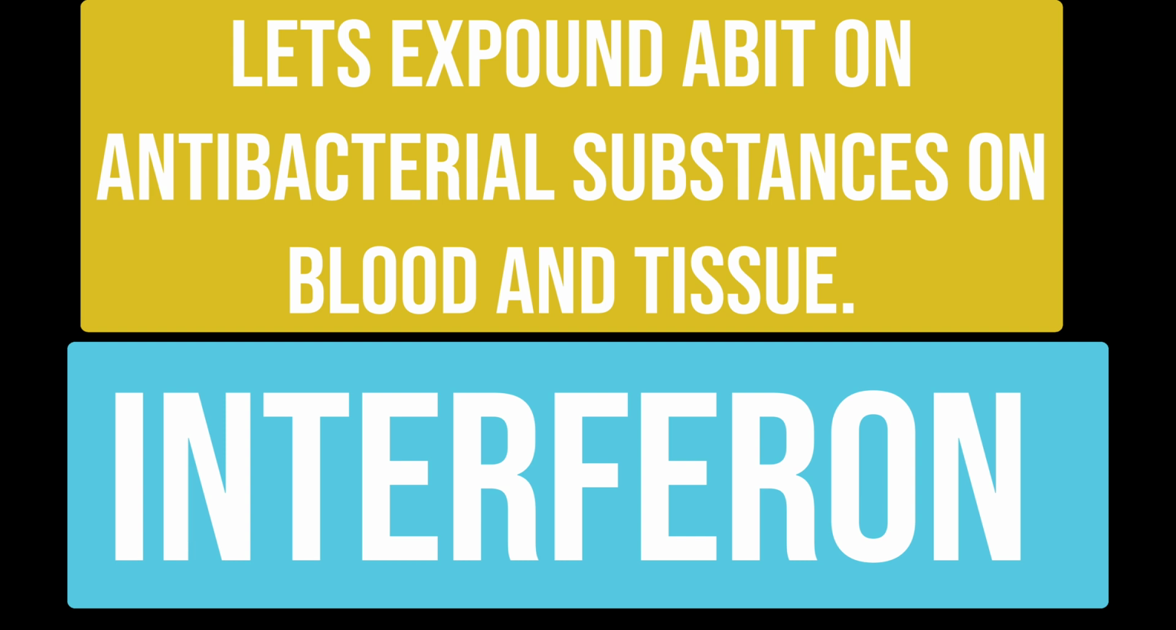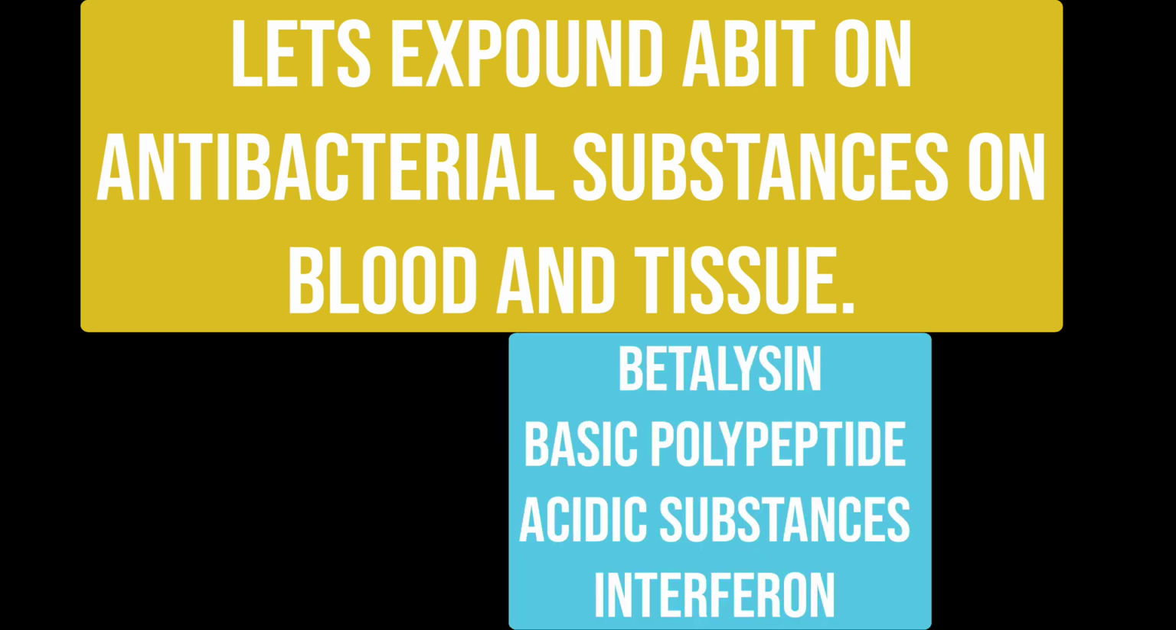Okay, just hold on there, just know they're there. You'll understand them later. Interferons are used therapeutically to treat viral infections, certain cancers, and autoimmune diseases. So I think when it comes to antibacterial substances in the blood and tissue, we can leave it at that point. We have beta-lysine, we have basic polypeptide, we have acidic substances, and we have interferon. So let's go to the next mechanism.